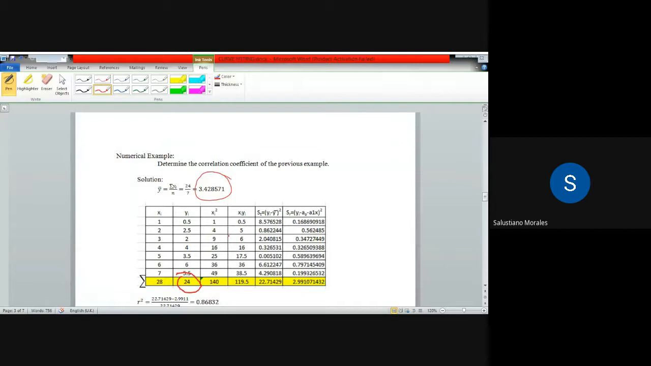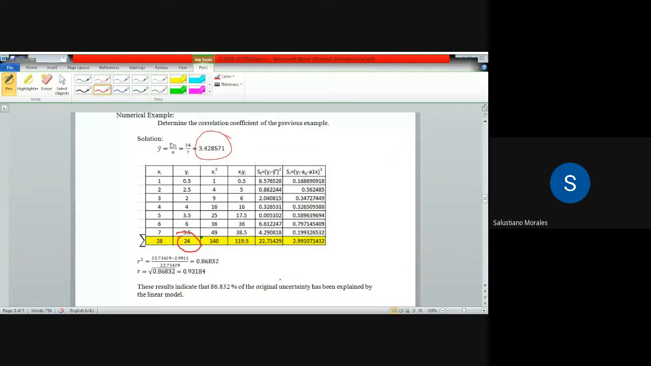Okay, so that is the mean. Then, using the formula to determine the value of ST, that is the sum of the squares of the residuals between the given data points and the mean, it should be computed like this. We have a column here for ST. The first value we got here is 8.576528.